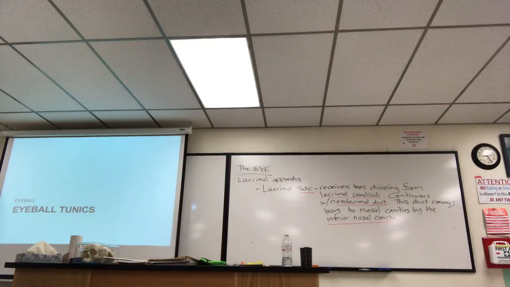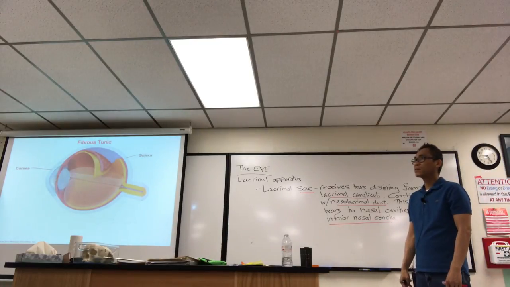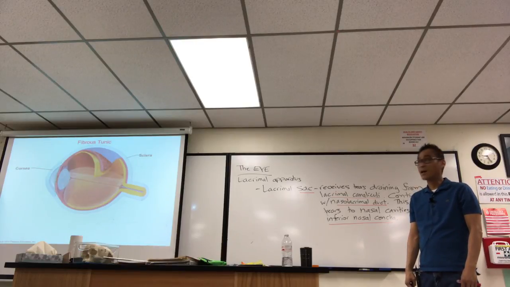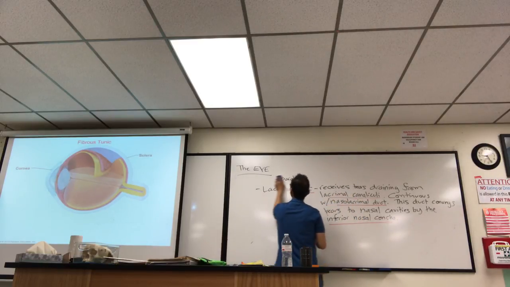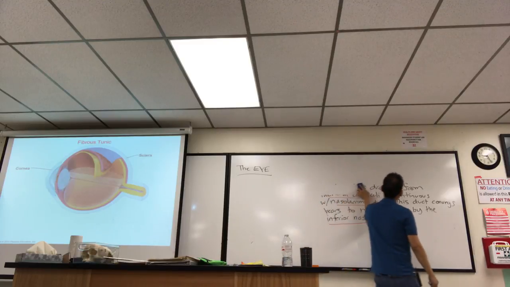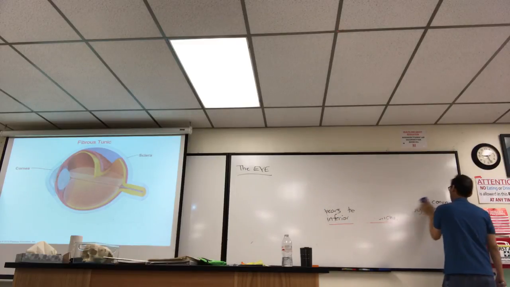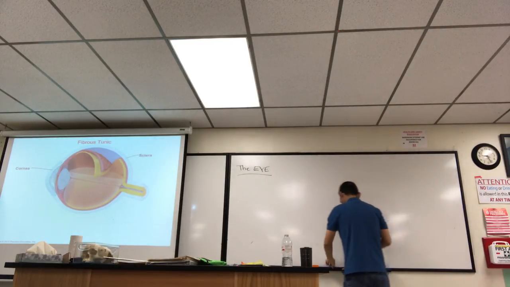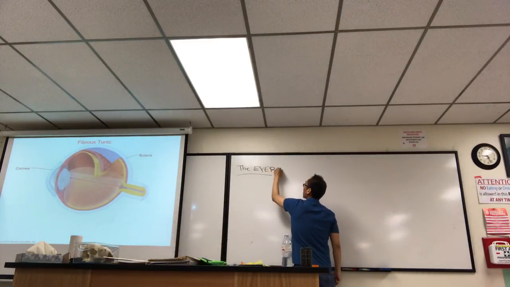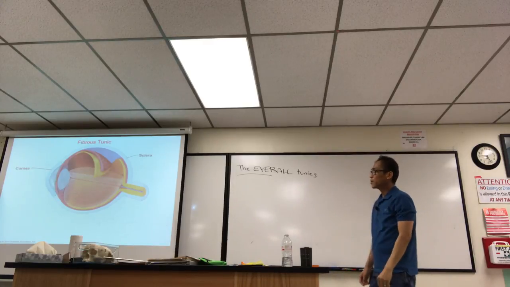Lacrimal gland. Let's talk about what are called the eyeball tunics. This is useful when you do your cow eyeball dissection on Monday. This simple schematic just shows you that the wall of the eyeball has layers, called tunics. So the eyeball tunics, tunic means layer, like shirt.